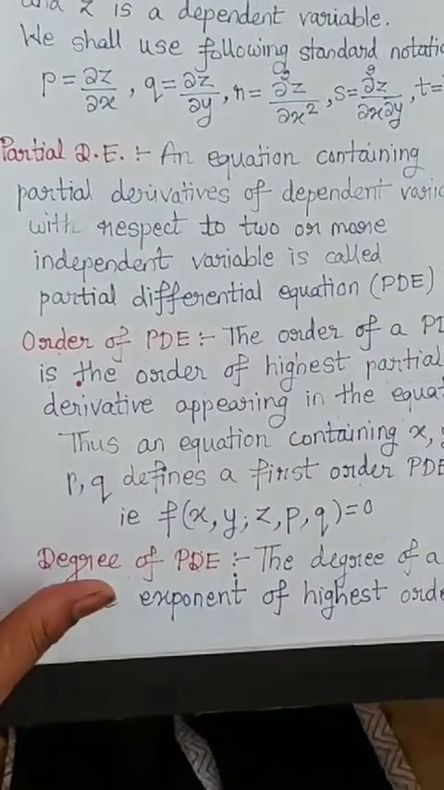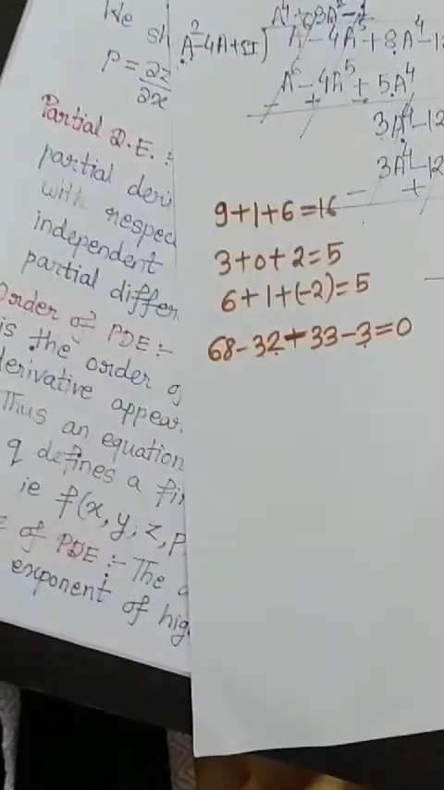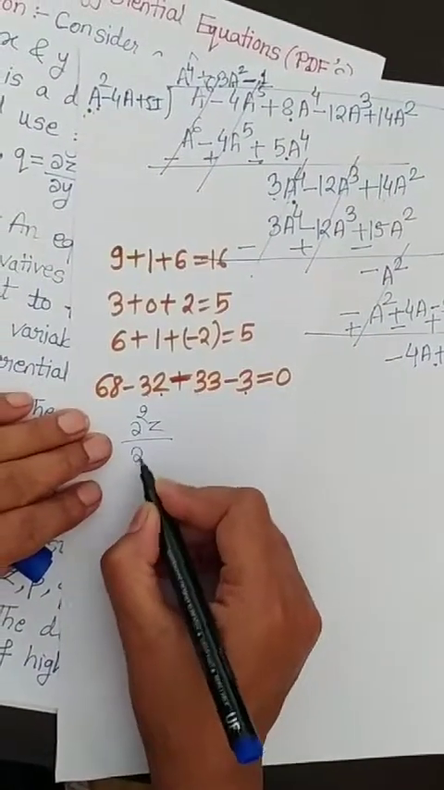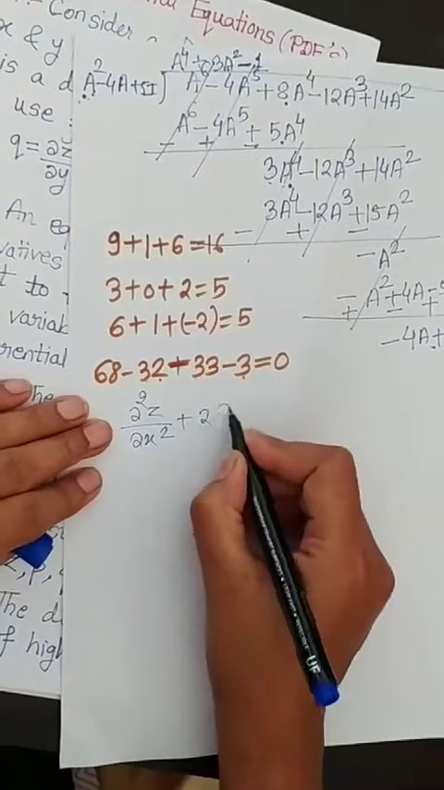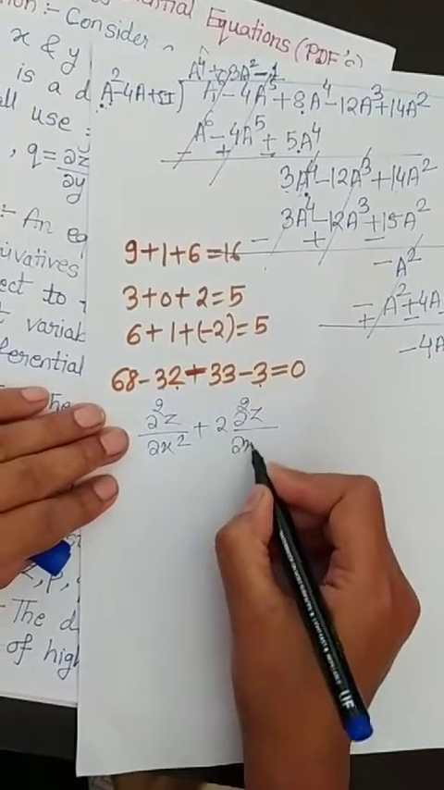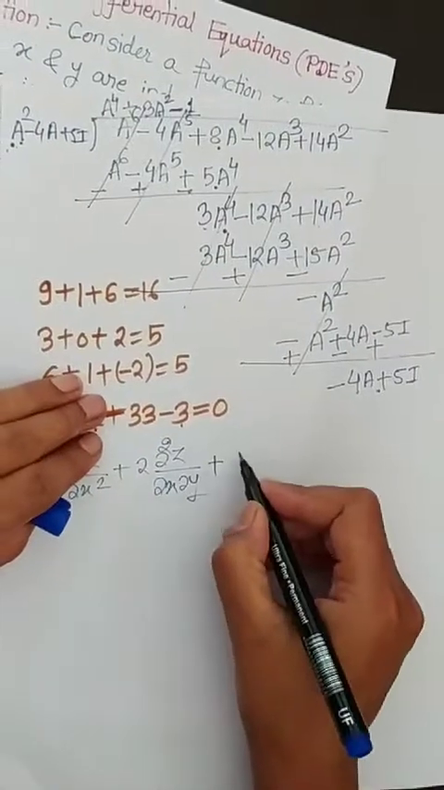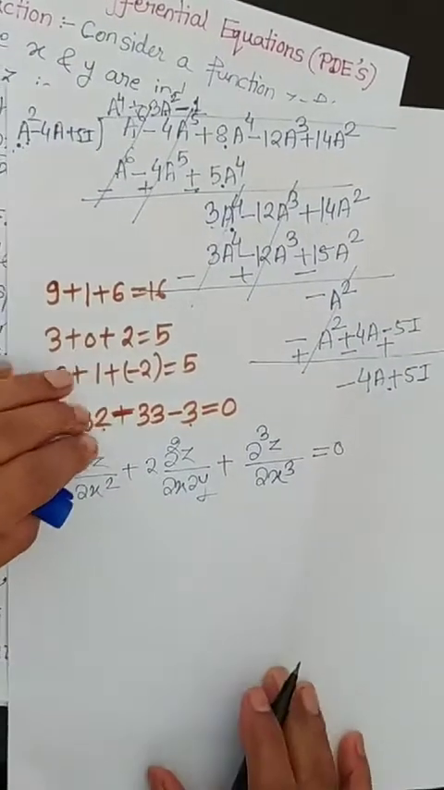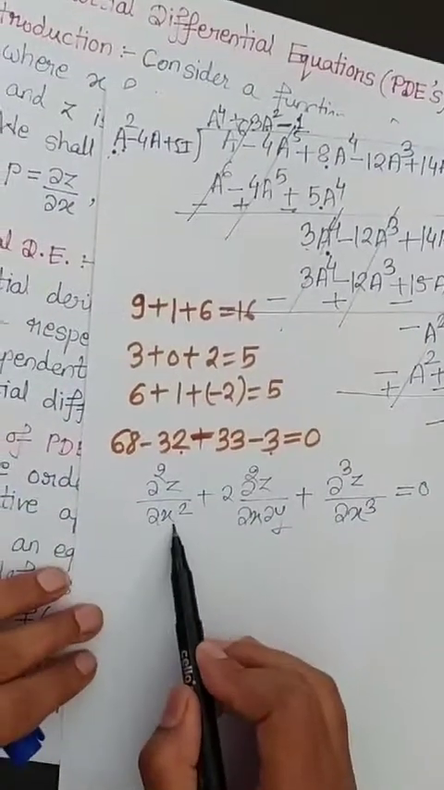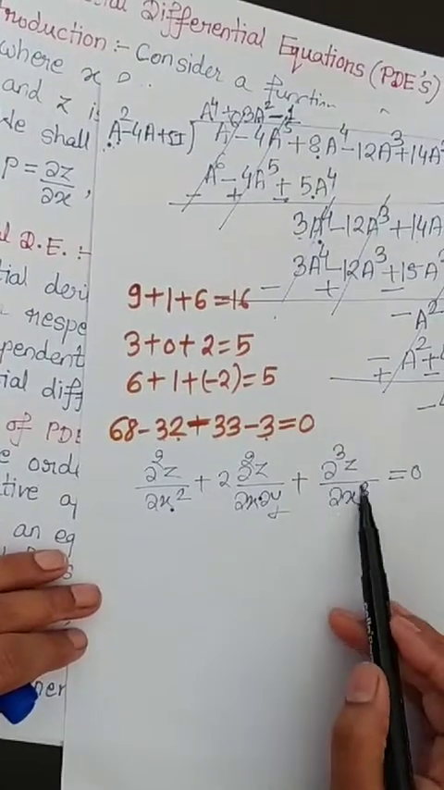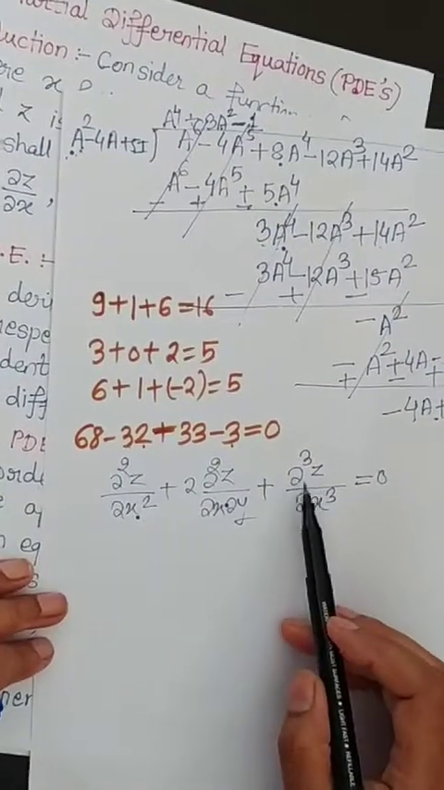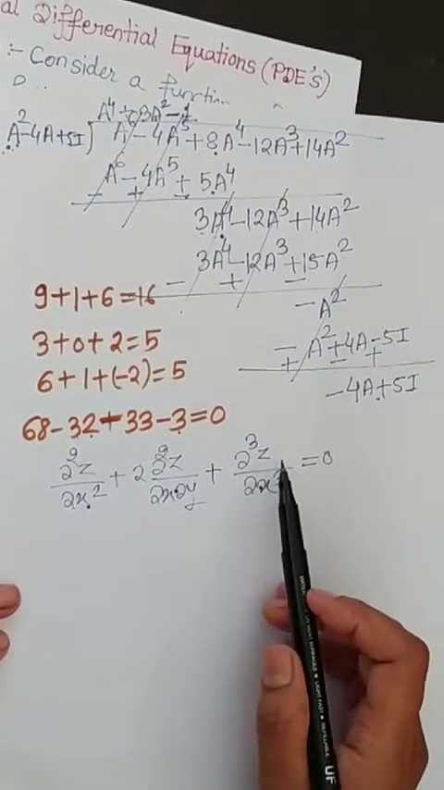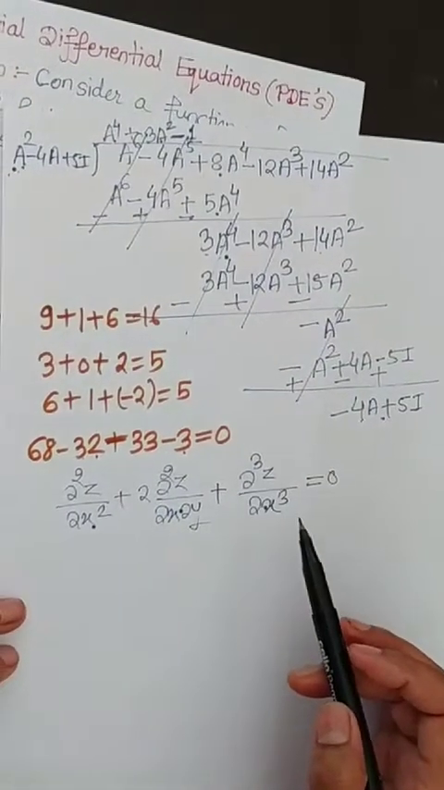For example, if we have the equation del 2z by del x square plus 2 times del 2z by del x del y plus del 3z by del x cube is equal to, say, 0. Here this is a second order derivative term, this is also second order, and this is a third order derivative. So the highest order derivative term is this. Here the order of derivative is 3.